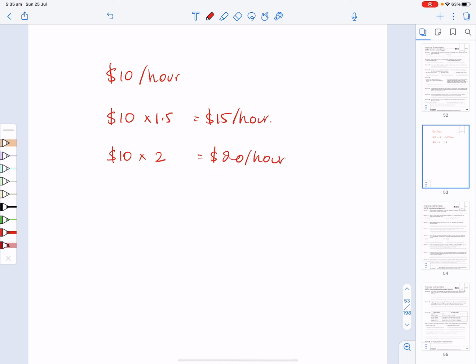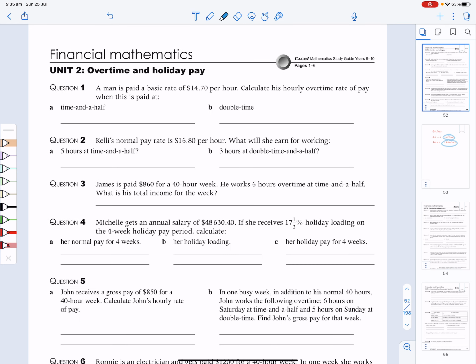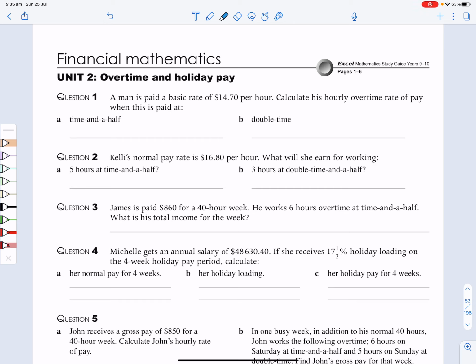Okay. So what I recommend is when they start talking about time and a half and double time, find a new hourly rate. Find a new hourly rate and then answer the questions as you normally would. So let's have a look at that page now. A man is paid a rate of $14.70 per hour. Calculate his hourly overtime rate of pay when this is paid at time and a half. So you times it by 1.5. Double time means you times it by 2.